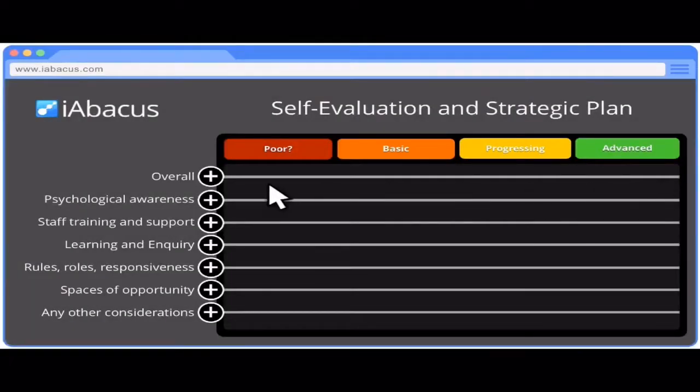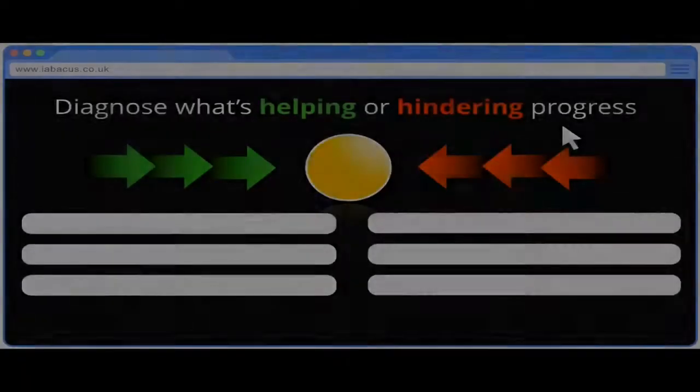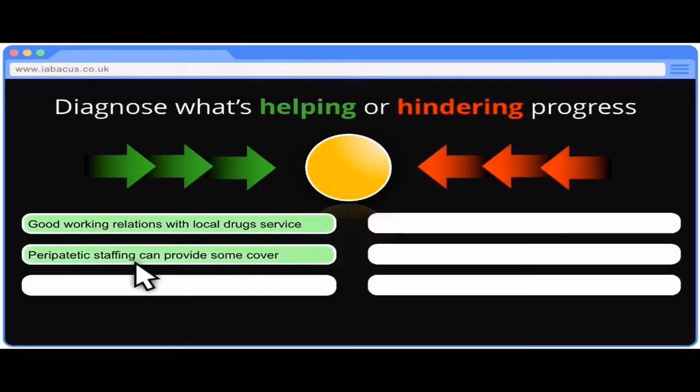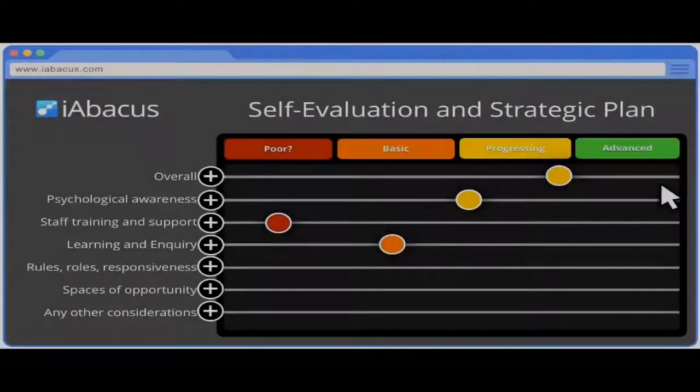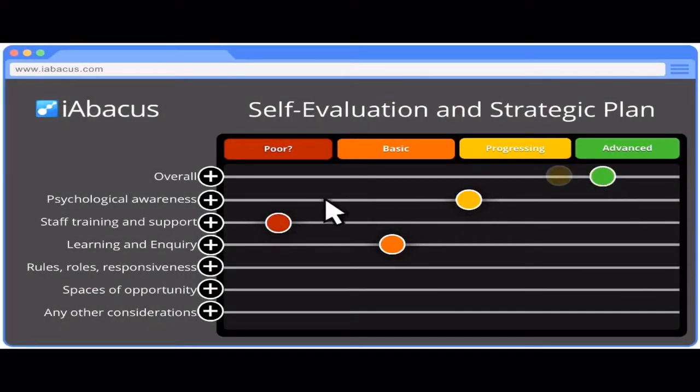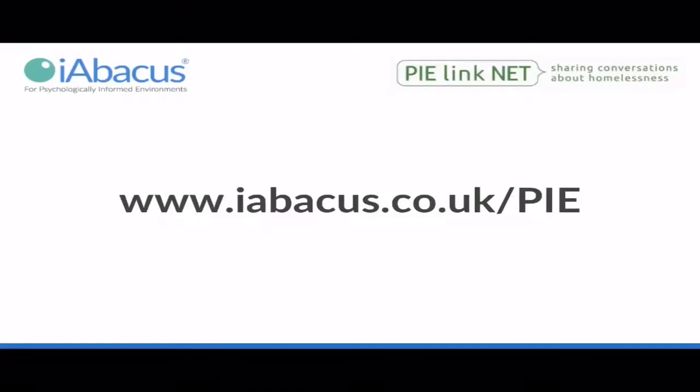And finally, ask people to come up with a realistic plan to improve in this area. So you're co-producing a plan. So now you should have a rating in each pie area, and you should be able to say what helps and hinders in each area, what you're currently doing now, and your plans to improve in each area. You can repeat the pie self-assessment 12 months later to see what progress you've made against the plans that you'd made to progress. You can either type up your assessment on a Word document or use the iAbacus.